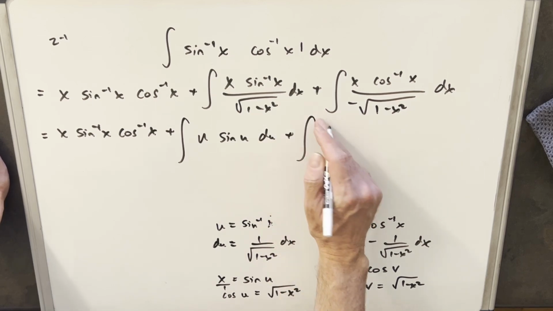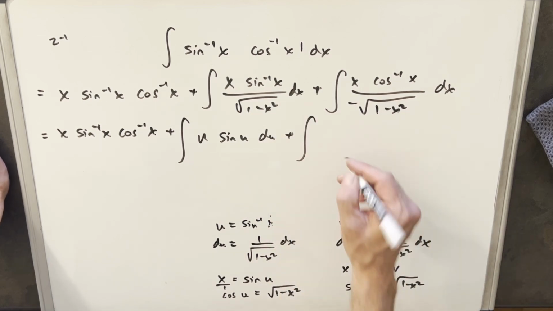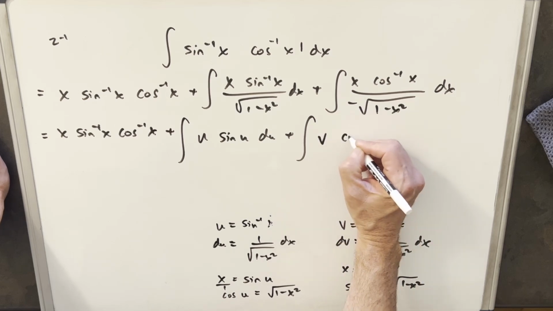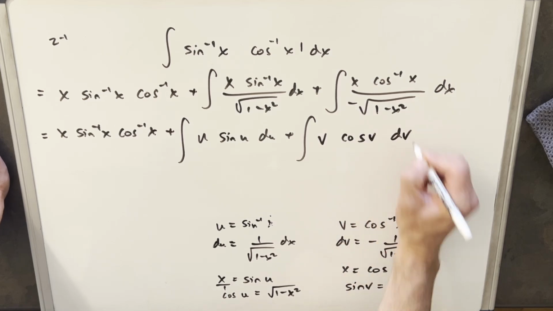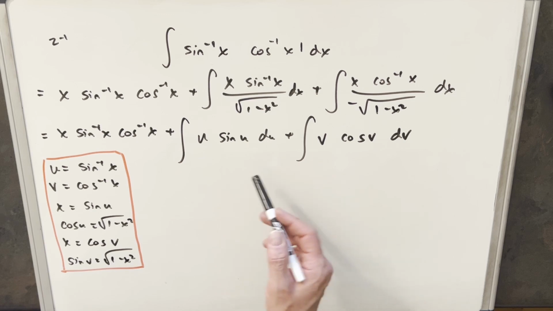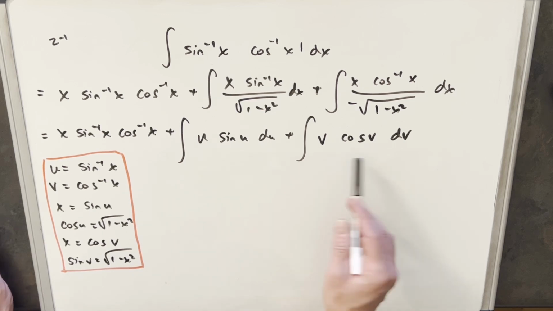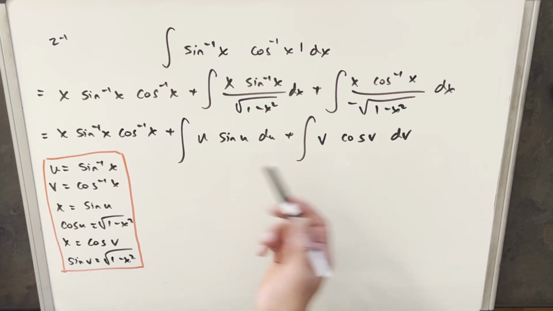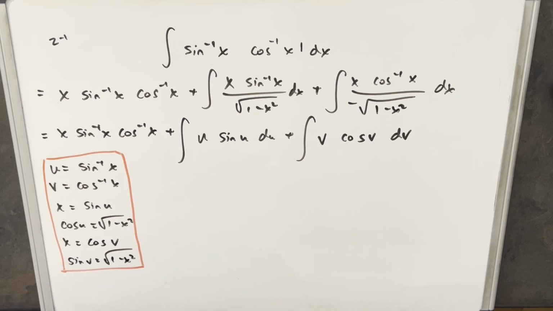And then very similar over here. So our arc cosine value is going to be v, and then we're going to have cosine v dv. Okay, now I've summarized all these values that we just found on the last board over here on the left, and we just want to do these two integrals, which aren't too bad, but each of these is going to require integration by parts again, and I'm just going to use the DI method one more time here.